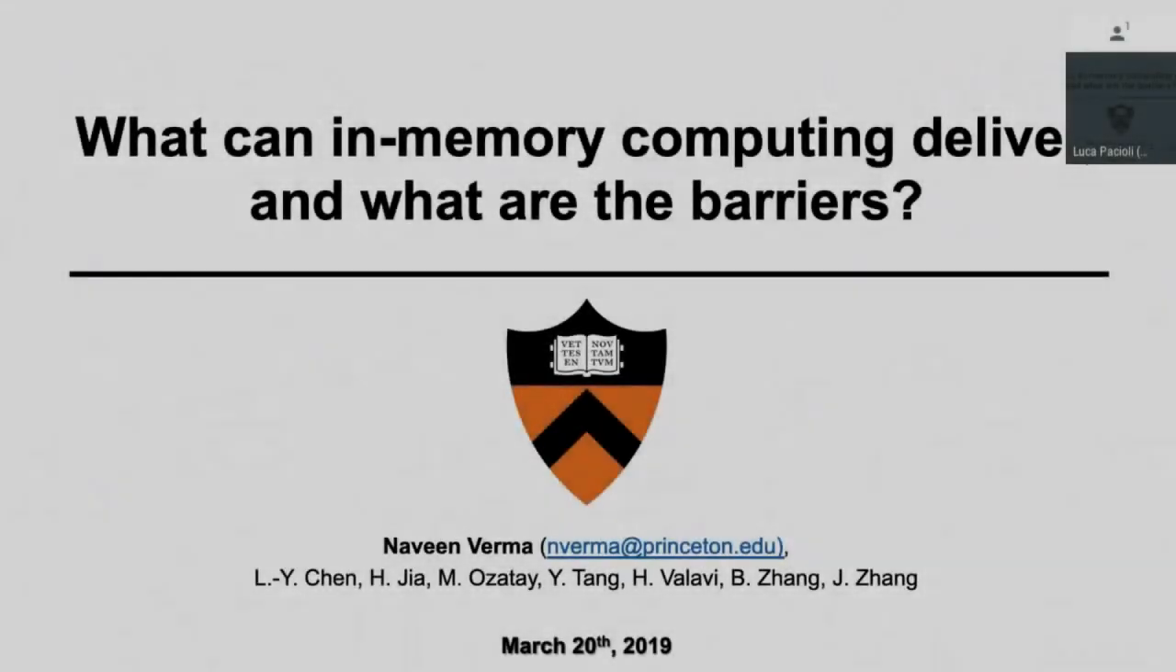All right, I'd like to introduce the last speaker for the hardware session. This is Professor Naveen Verma, who has a PhD from MIT and has been a professor at Princeton since 2009.